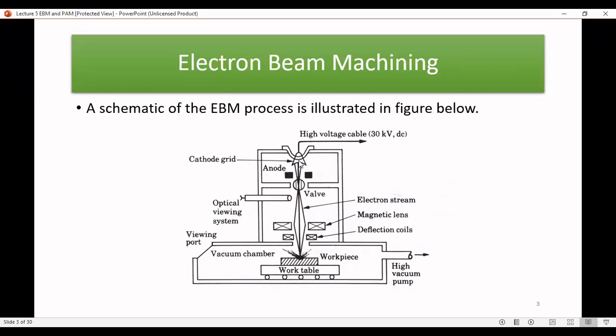You can pull electrons from the cathodes to the anodes, and they will accelerate, move through the chamber over here, and go through magnetic lens and deflection coils before it hits the workpiece. We're going to discuss in a bit more detail what happens in between the cathodes and workpiece later on. Any questions?